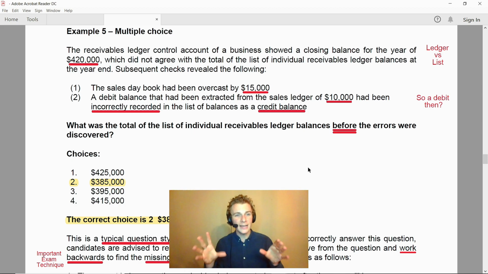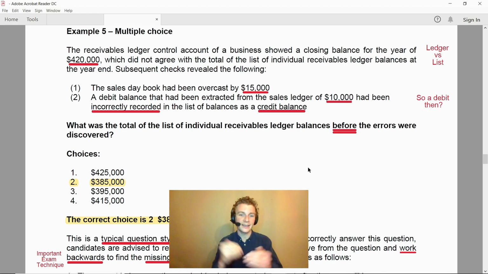Read it through to yourself really carefully: the receivables ledger control account of the business showed a closing balance for the year of $420,000. Okay, so that's the year-end balance. But this did not agree with the total of the list of individual receivables ledger balances at the year end. So we've got a discrepancy in terms of the figures. Subsequent checks revealed the following. So in other words, we've got 420,000 is our figure, but it isn't the correct figure.